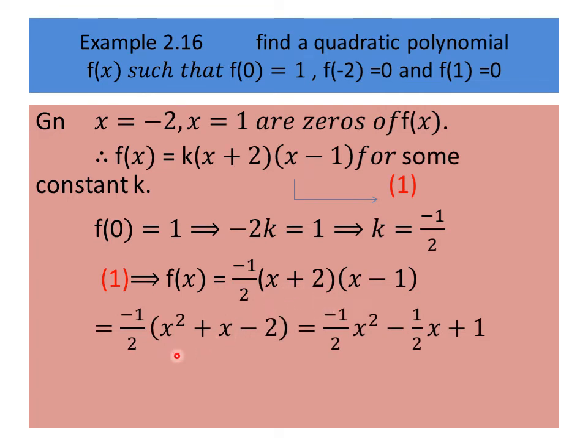Now you can simplify this, minus 1 by 2 into, multiply both the values. So x into x, x square. In the next x term, how can you find it, 2x then minus x. 2x minus x means it will be x. Then 2 into minus 1, it is minus 2. It is equal to, you can take this minus 1 by 2 inside. So you will get minus 1 by 2 x square minus 1 by 2 x plus 1. This is our f of x value.